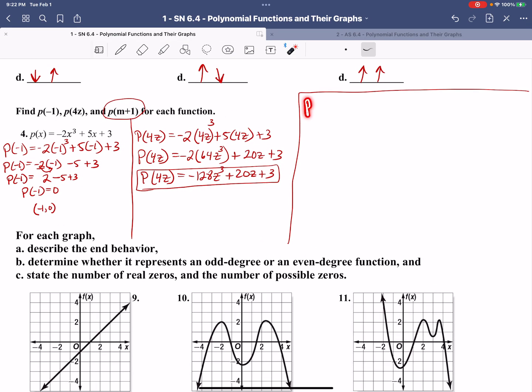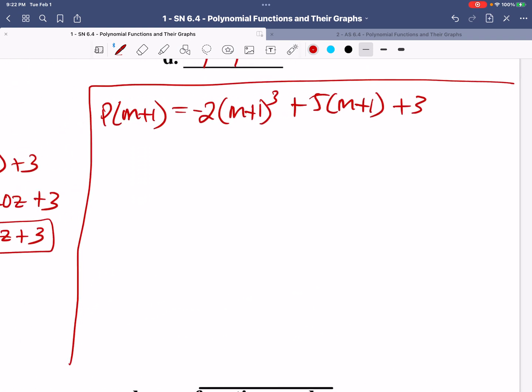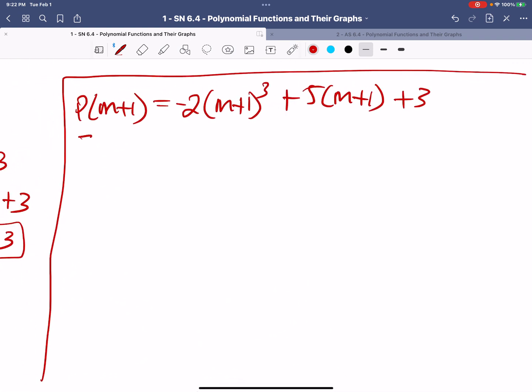So p to the m plus 1 is negative 2 times m plus 1 cubed plus 5 times m plus 1 plus 3. All right, now, what does that mean? Well, let's go ahead and write it out. We're going to get rid of the 3 by just writing m plus 1 multiplied times itself 3 times. And then we're going to distribute this 5, so that's 5m plus 5, and then plus 3.